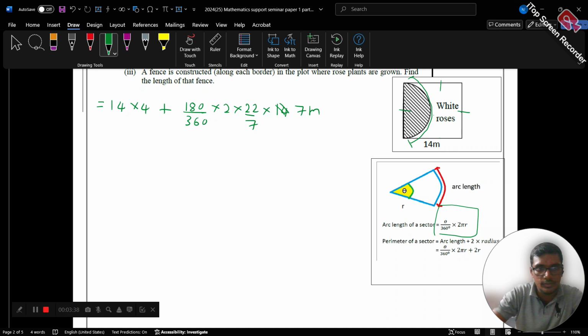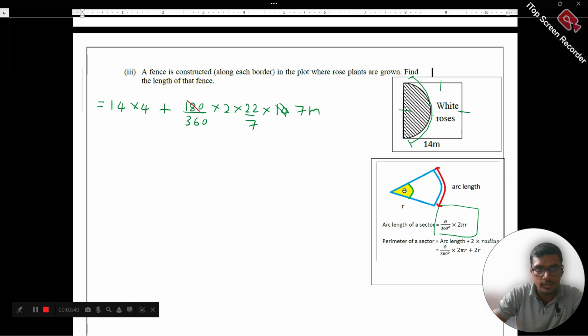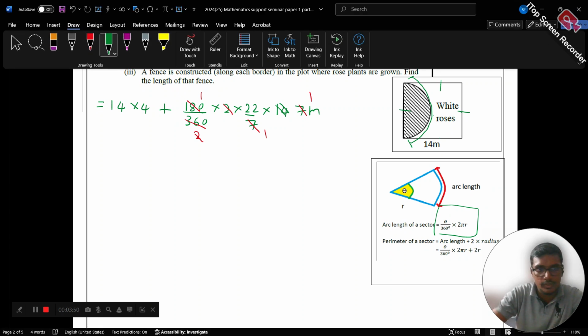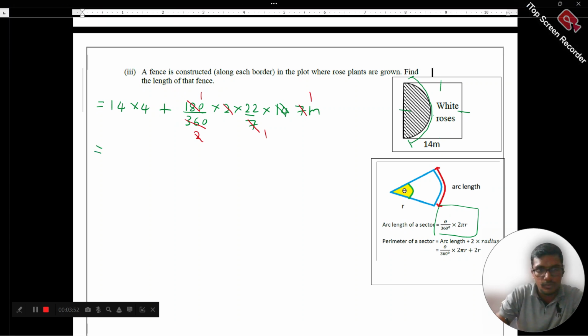Then we can simplify further. 7 times 1, 7 times 1, 2 and 2 will cancel, giving 22. 14 times 4 will be 10 times 4, 40, and 4 times 4, 16, so 56. 56 plus 22 is 78 meters.